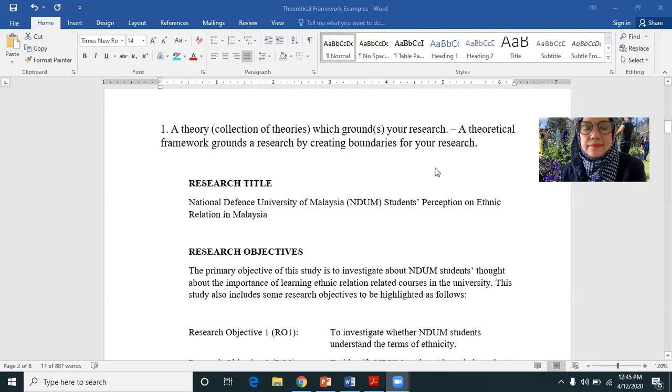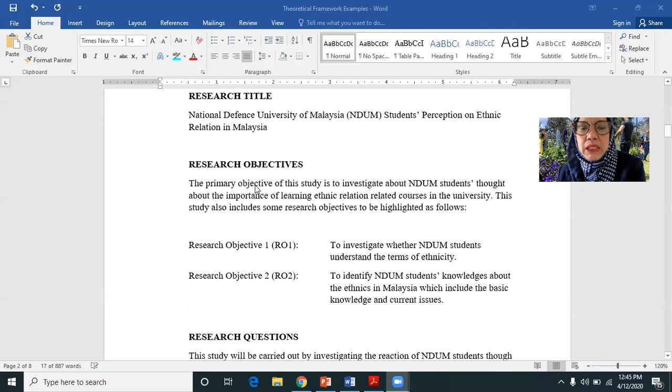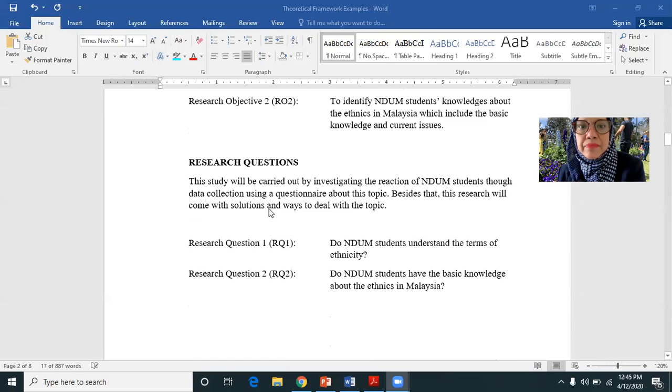Okay, we are back. A theory or collection of theories which ground your research. A theoretical framework grounds a research by creating boundaries for your research. So let's look at Aiman's assignment 2. The title of the research is National Defense University of Malaysia and UM students' perception on ethnic relation in Malaysia. These are the research objectives. These are the research questions, see.